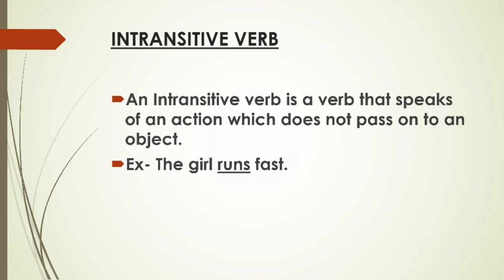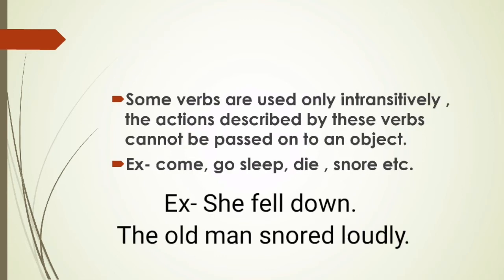Like: The girl runs fast. We cannot ask runs what? No answer will be there. That means no object, right? It's not having any object. It's an intransitive verb. So the verb with an object is transitive and without an object is intransitive. Got it, everyone? This is the major difference between these two verbs. In an intransitive verb, the action doesn't pass to an object, but in a transitive verb, it passes from the doer, that means the subject, to the object.